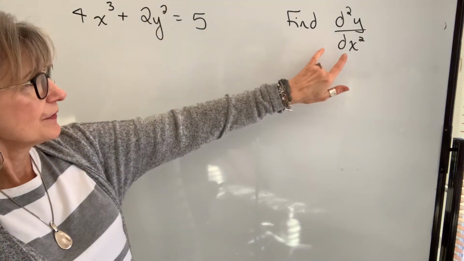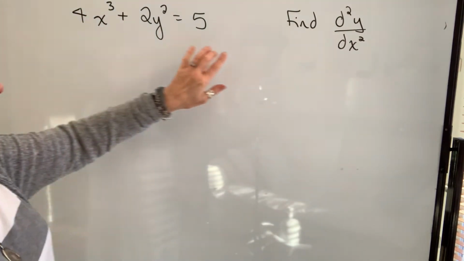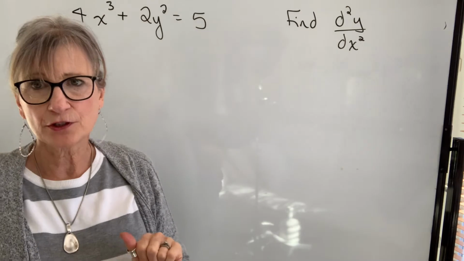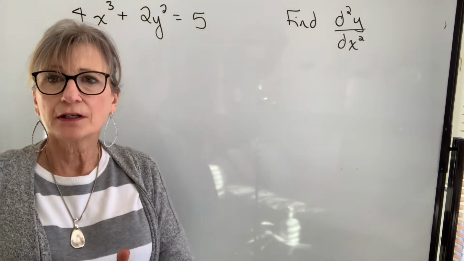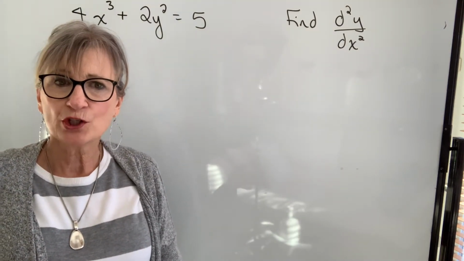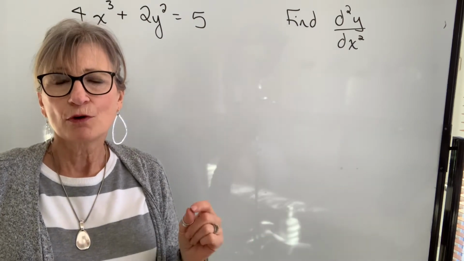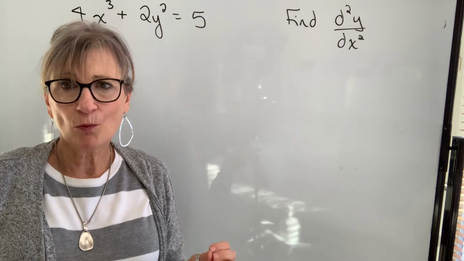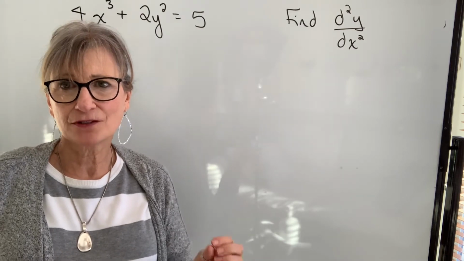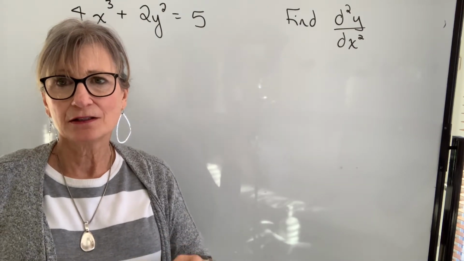So if you're asked to find the second derivative, we're going to start off the same way we did in the last video. We're going to find the first derivative. So we're going to differentiate implicitly, which means we find the derivative of every single term with respect to x, remembering that when we're dealing with a y, it's a function of x. So we have to remember that and use our power rule.